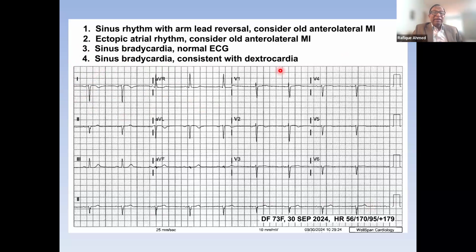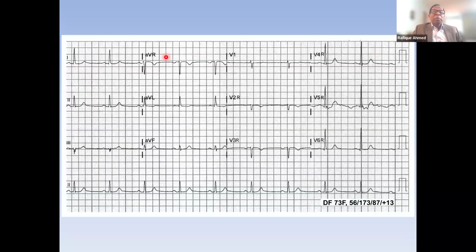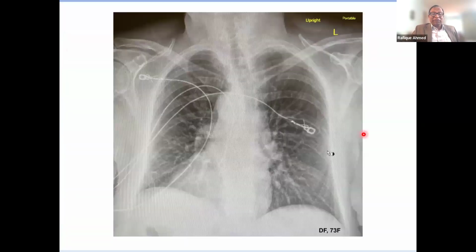And so what we did then, I changed the leads completely, including reversal of the arm leads. So the chest leads, we put on the right side. Arm leads, I reversed. Look at this. This looks perfectly normal when you reverse it. And when you reverse it, you have to mention it so that people understand. Now, look at the chest X-ray of this.